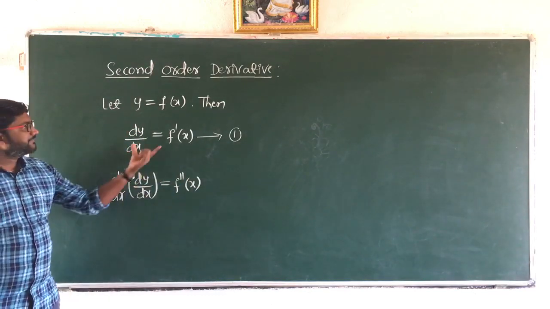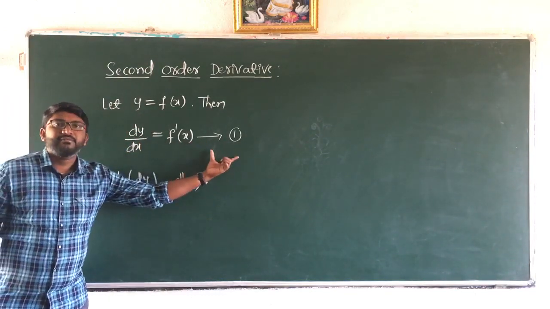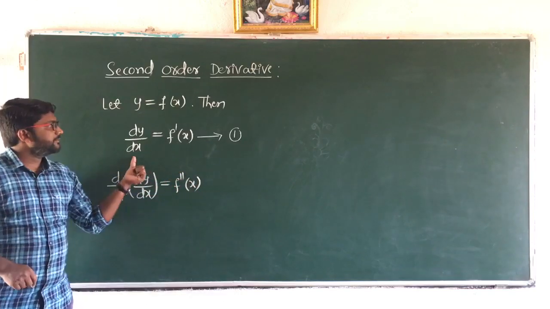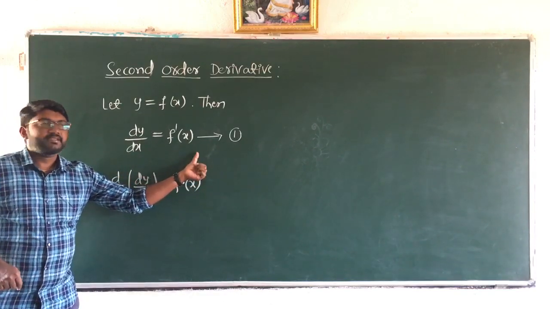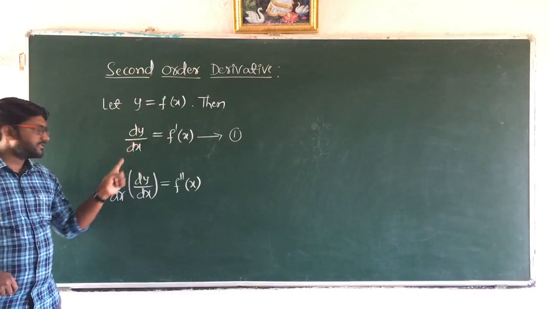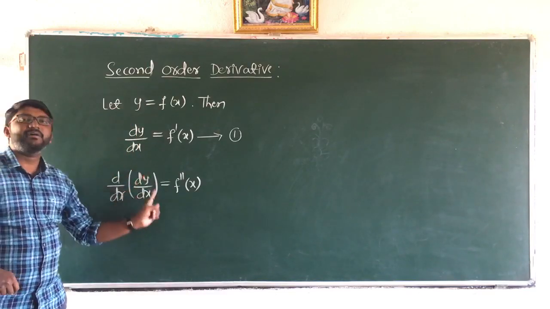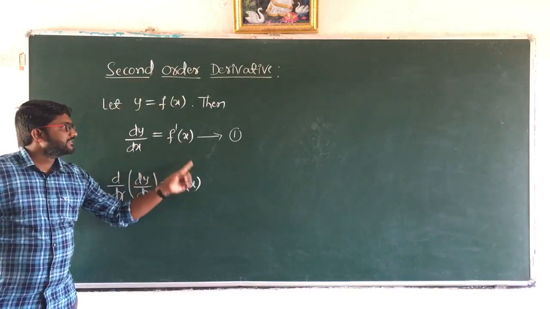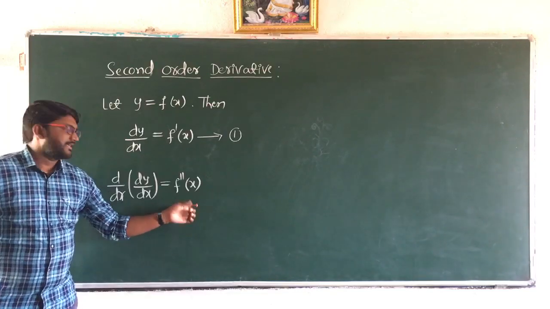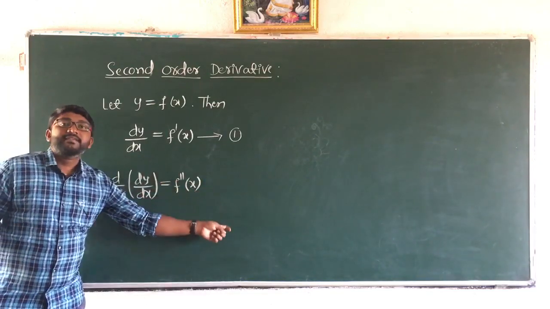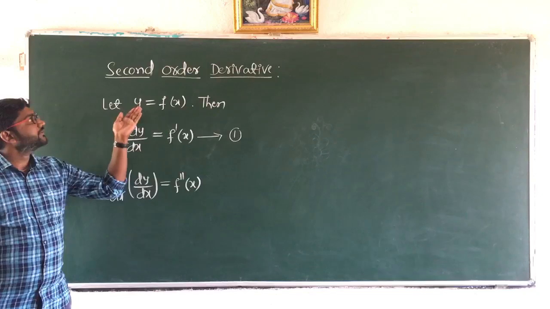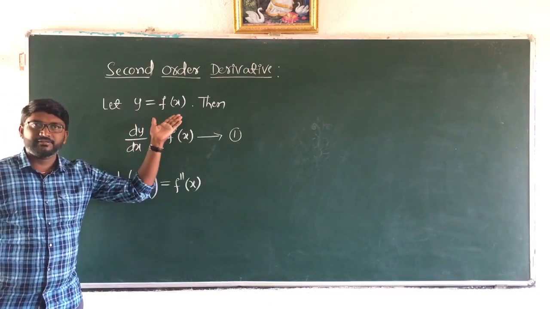See here, if equation 1 is differentiable again, we differentiate both sides with respect to x, and the left hand side becomes d by dx of dy by dx, and the right hand side becomes f double dash of x. So this is called the second order derivative of the function y equals f of x.